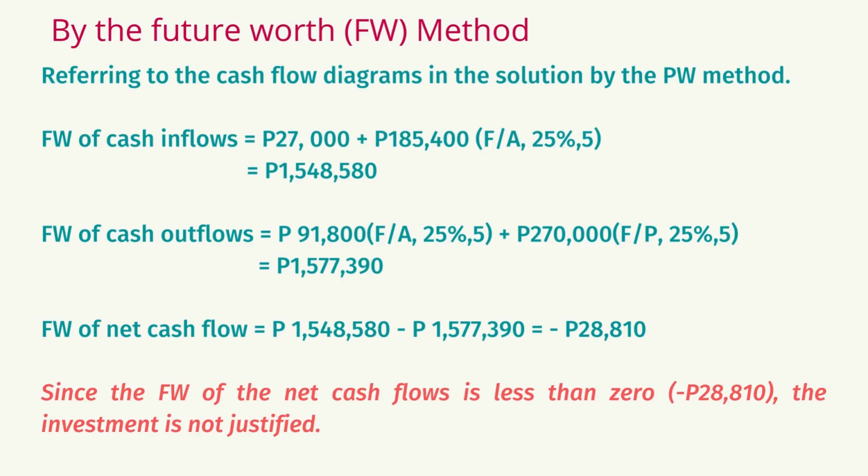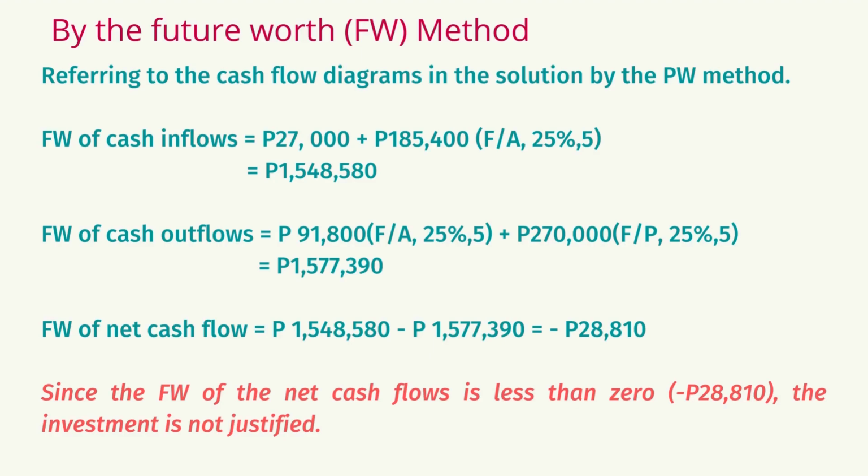That is 1,577,390. So the future worth of the net cash flow is the future worth of cash inflow minus cash outflow. 1,548,580 minus 1,577,390 is equal to negative 28,810 pesos. Since the future worth of the net cash flows is less than zero, negative 28,810 to be exact, the investment is not justified.